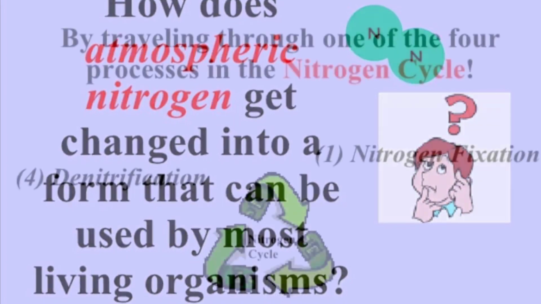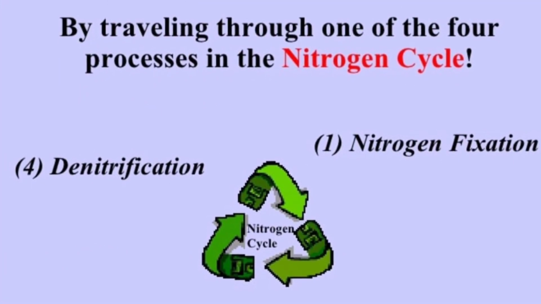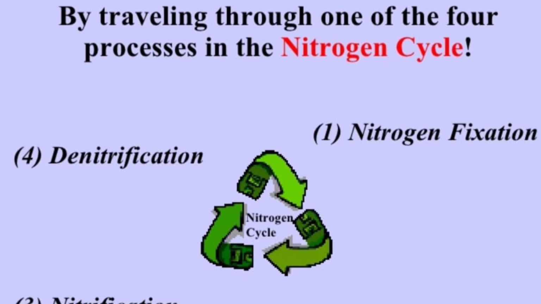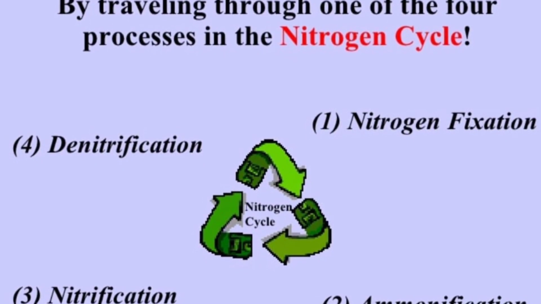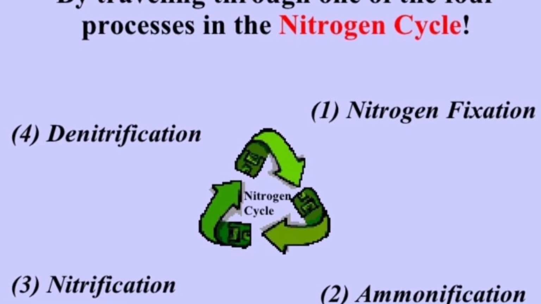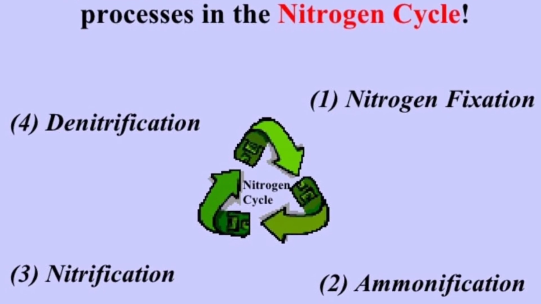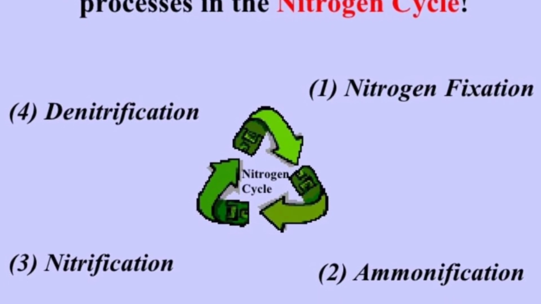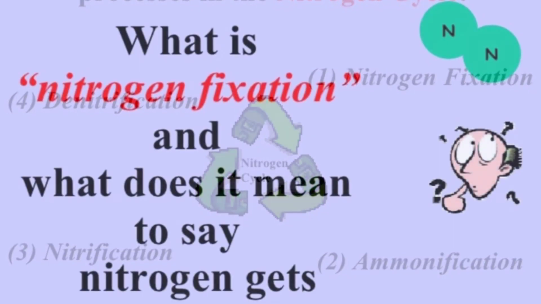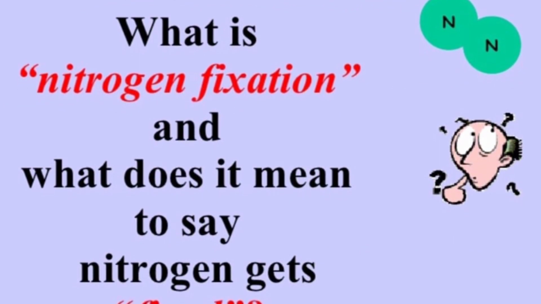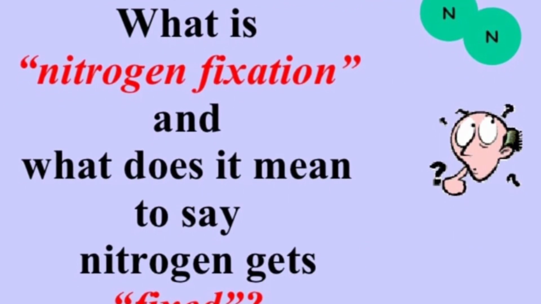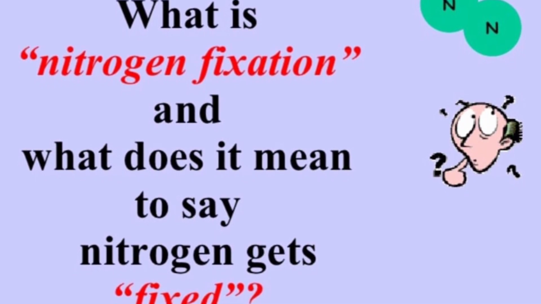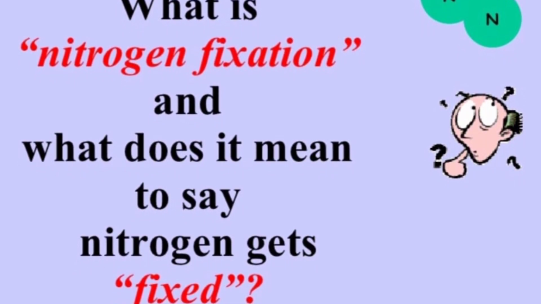Then, how does atmospheric nitrogen get changed into a form that can be used by most living organisms? It is by traveling through the four processes in the nitrogen cycle: nitrogen fixation, ammonification, nitrification, and then denitrification. The first process in the nitrogen cycle is nitrogen fixation. What is nitrogen fixation and what does it mean to say nitrogen gets fixed?